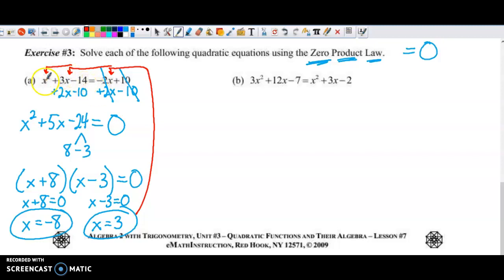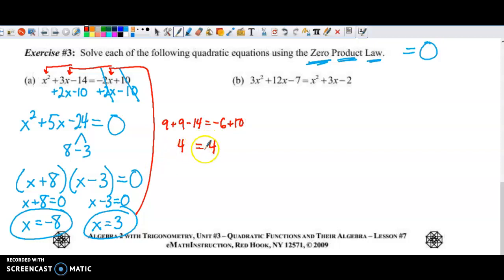So just to quickly show you, 3 squared is 9, 3 times 3 is also 9. So we're at 18 minus 14 is 4, and then plugging into the other piece, negative 2 times 3 is negative 6, and when I add 10 to that I get 4.